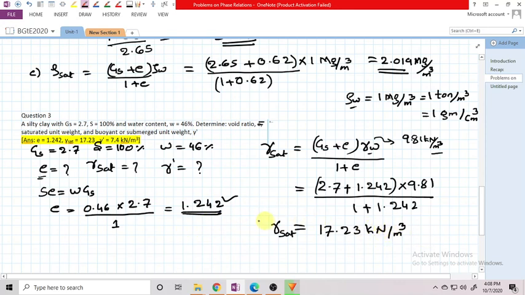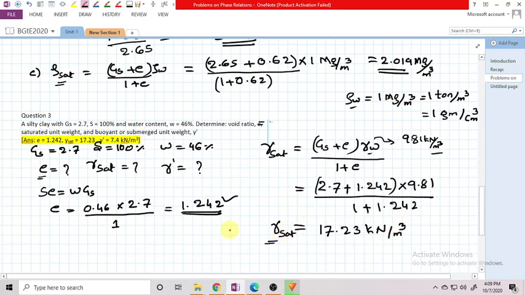In the previous class, this saturated density I expressed in terms of megagram per meter cube. But in this example I am expressing it in terms of unit weight, the saturated unit weight, that is gamma. Have a look at this difference. This is rho saturated, this is gamma saturated. Rho saturated units are gram per cc, megagram per meter cube, or ton per meter cube. The units of unit weights are kilonewton per meter cube.